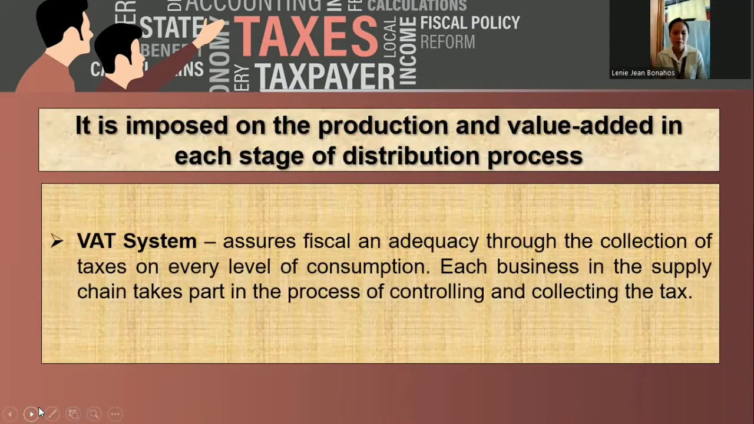Back to income tax subjects, we have something we call fiscal adequacy. So if there's fiscal adequacy, there's the lifeblood theory. A business or organization cannot survive if it does not have enough money or investment for its projects, to sustain its work and to protect society through infrastructure and many more services of the government. Each business in the supply chain takes part in the process of controlling and collecting the tax.